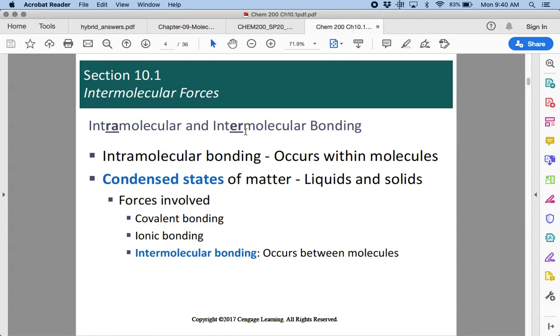We're going bigger now, right? Intra is dealing with one individual molecule. Inter is saying here's one molecule and here's another molecule, and how do those molecules interact with each other? So again, intermolecular bonding occurs between molecules.